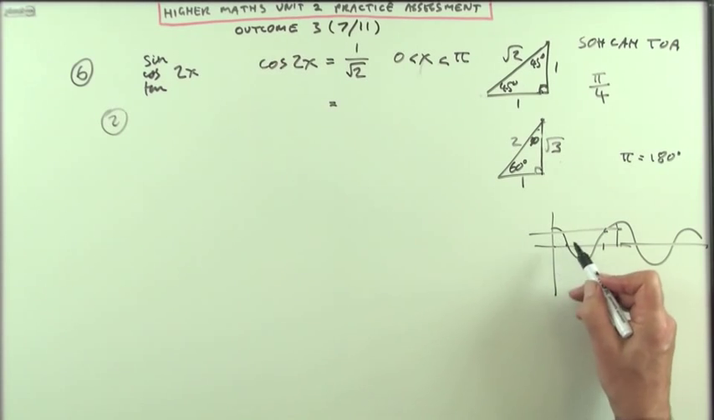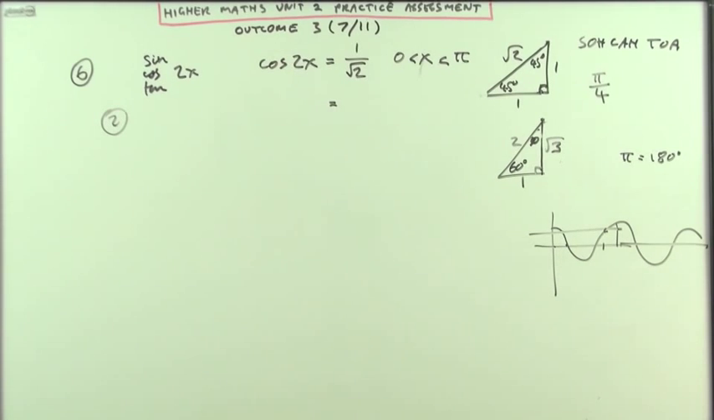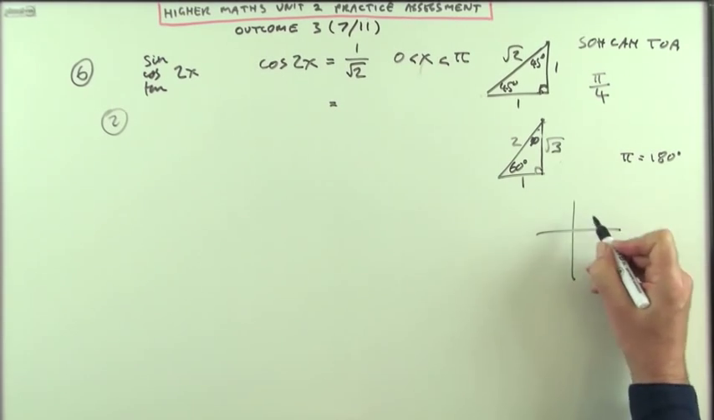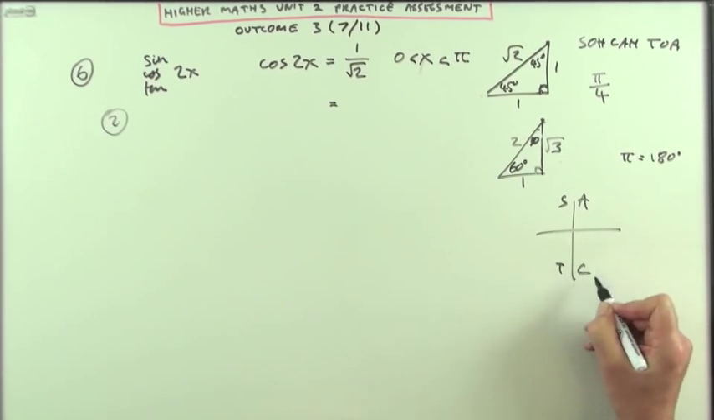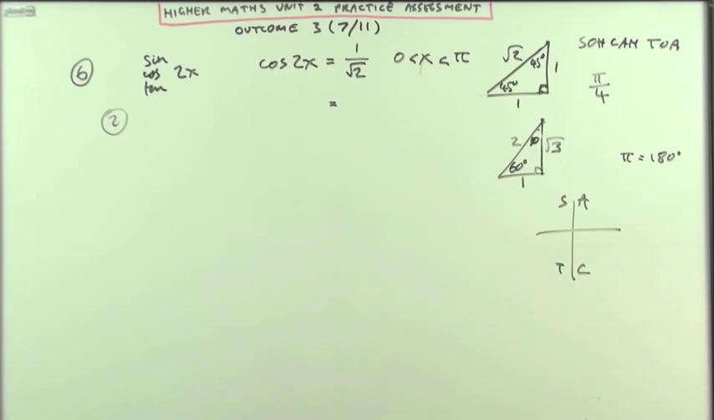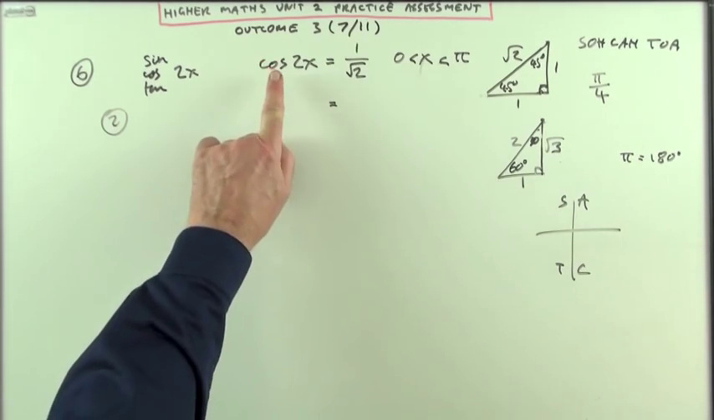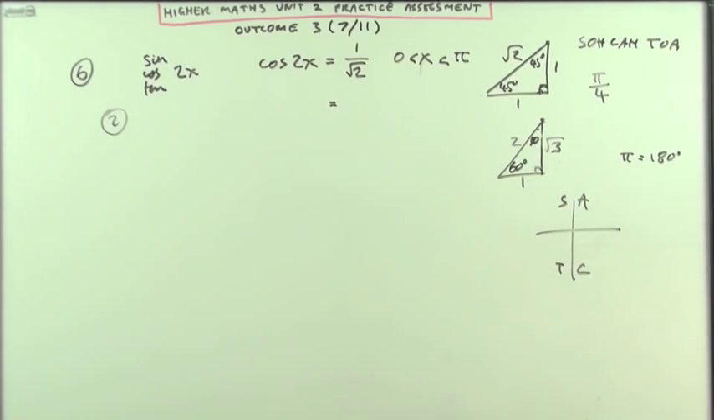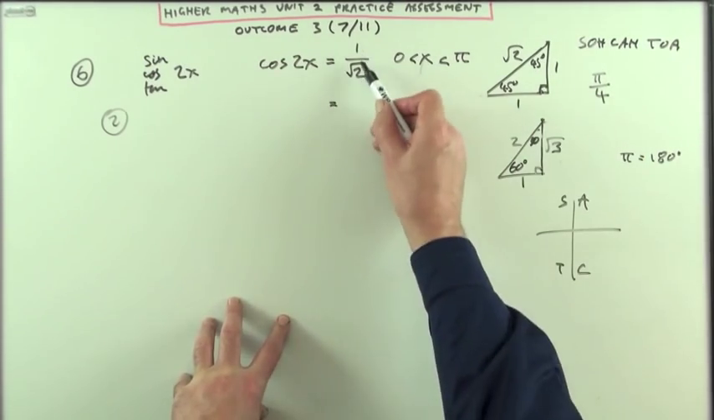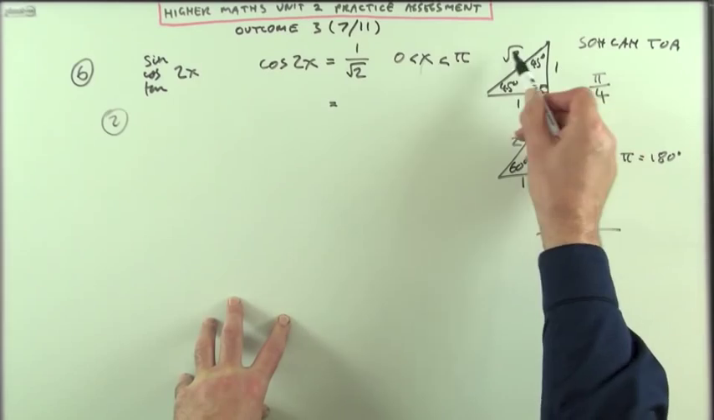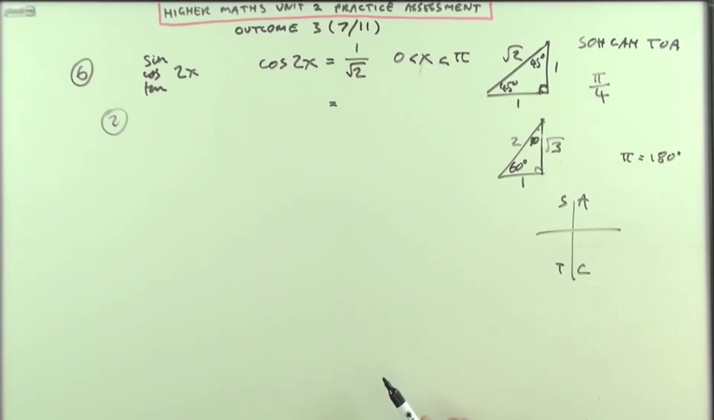But you may well not do it by the symmetry in the graphs. You probably use the CAST diagram, all sine, tan, cos. So if you were doing that, this is still for the first mark, you would say, right, I've got a cosine, and it's 1 upon root 2. Remind yourself of the little triangle. 1 upon root 2 means, well, they're both the same, it means it's 45 degrees.